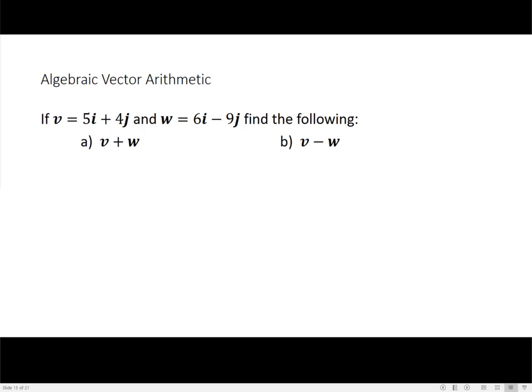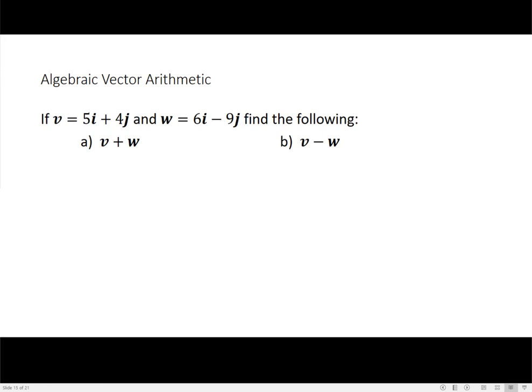Hi class, in this video we are going to be going over algebraic vector arithmetic. So instead of using graphs to add and subtract and scale vectors, we are going to do this component-wise algebraically. So here, let's work through this example. If v equals 5i plus 4j and w is 6i minus 9j, let's find the following.